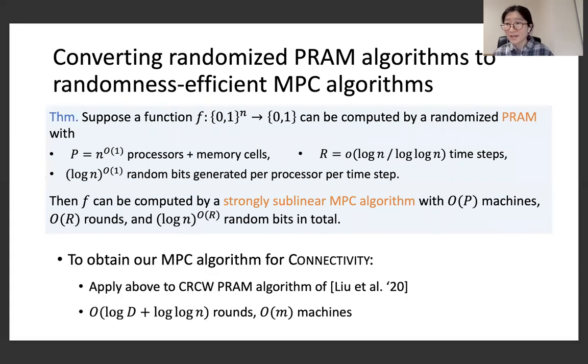And now, to get our MPC algorithm for connectivity, we simply apply this framework to the CRCW PRAM algorithm of Liu et al. Our algorithm preserves the O of log d plus log n round complexity and also uses O of m machines.